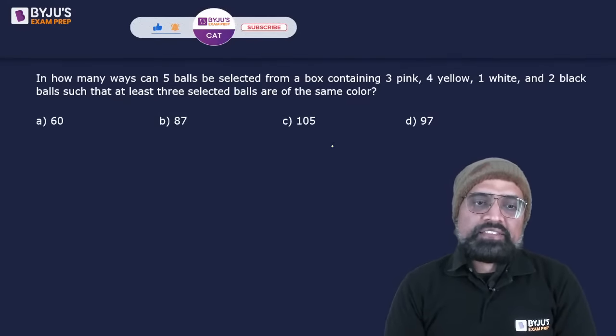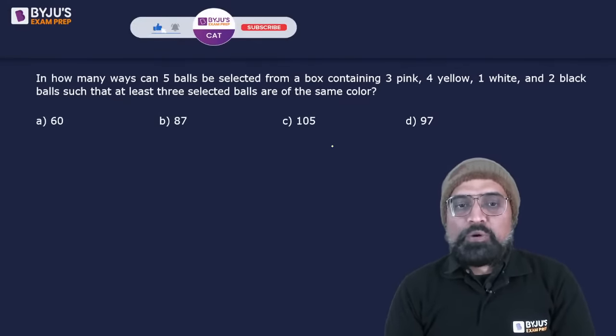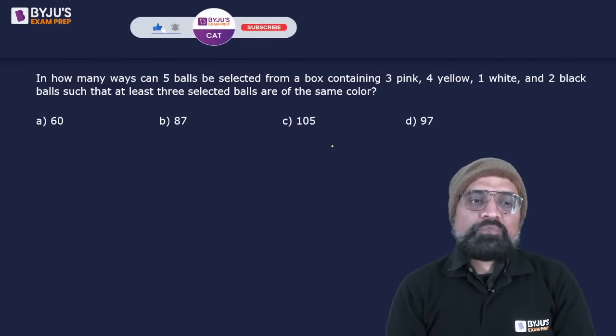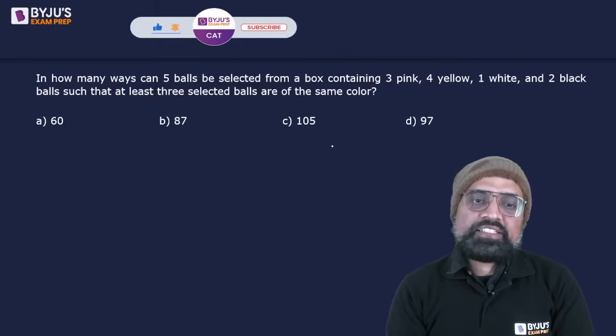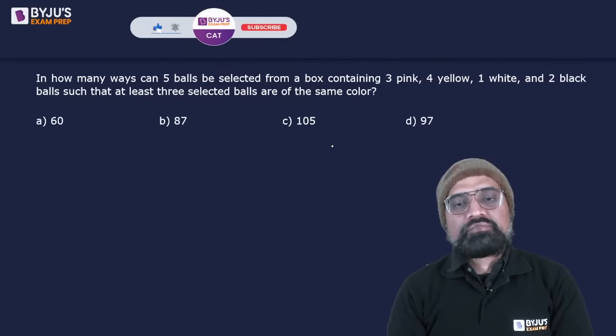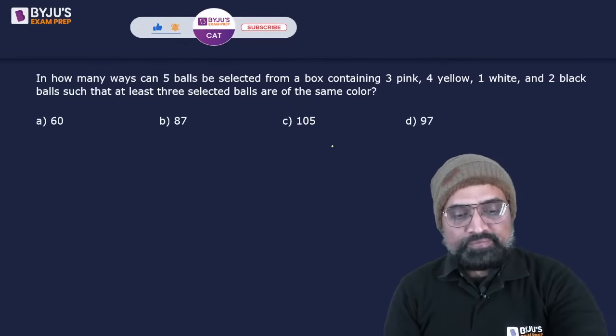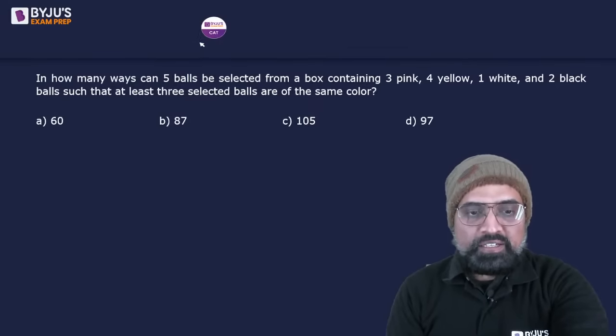In how many ways can 5 balls be selected from a box containing 3 pink, 4 yellow, 1 white and 2 black balls such that at least 3 selected balls are of same color? Okay. In how many ways can this be done?